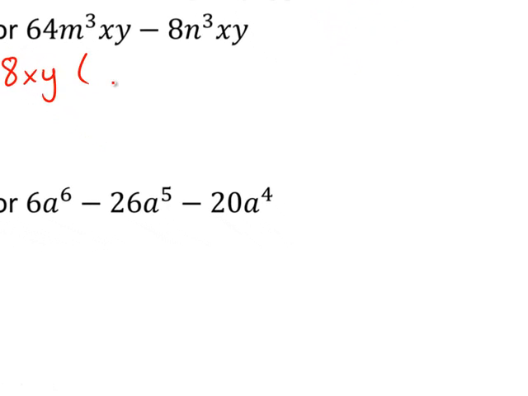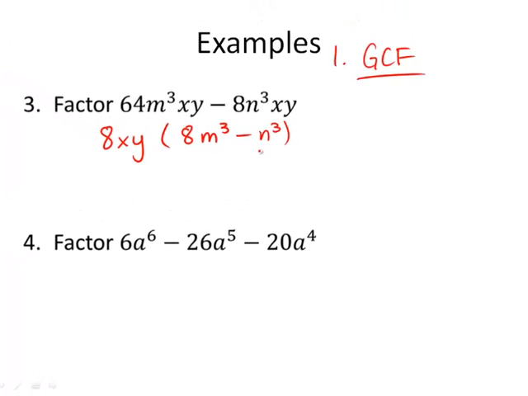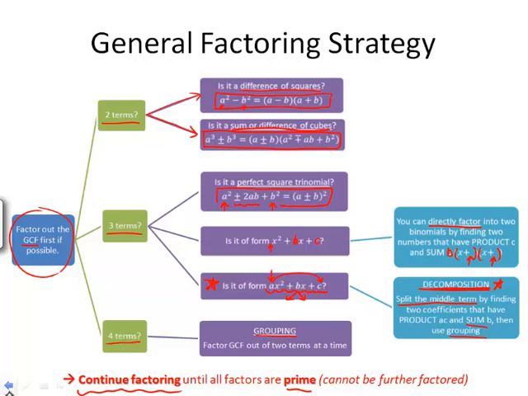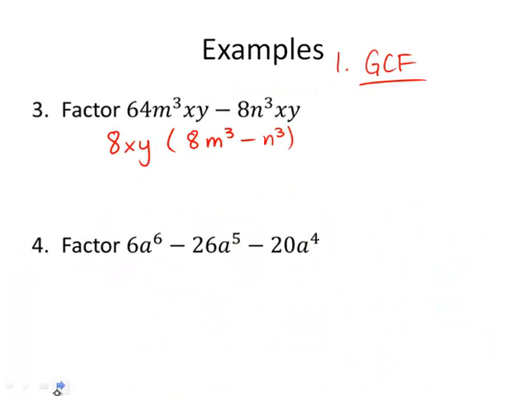XY can come out. So we're left with 8m cubed minus n cubed there. So now inside we have two terms. Let's look back. Two terms, we had either a difference of squares or a sum or difference of cubes. Which one is it? Well, we have cubes, and it's a difference of cubes.